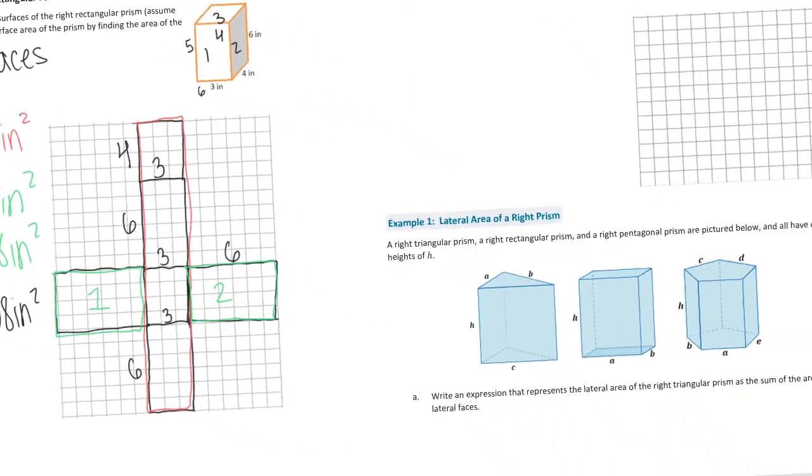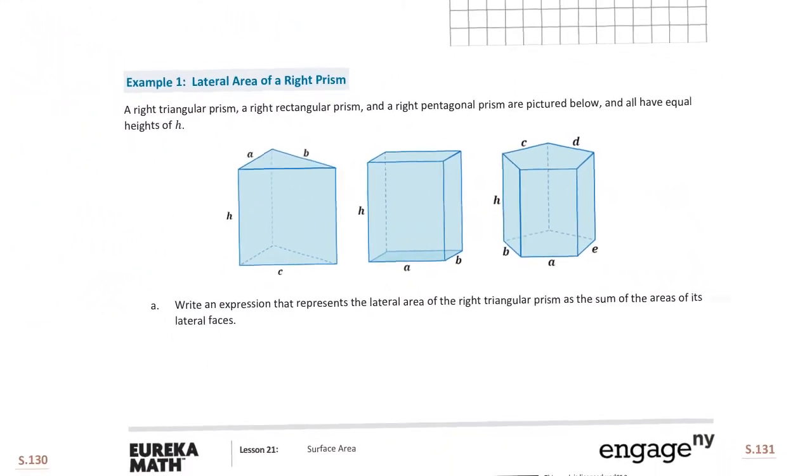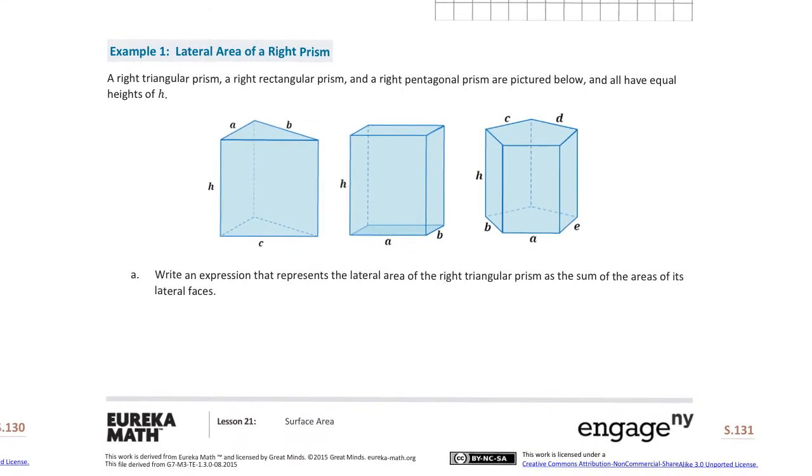All right, now let's move to example 1 over here. So for you, this is on the next page. We're working with lateral area of a right prism. So a right rectangular prism, a right rectangular prism, and a right pentagonal prism are pictured below, and all have equal heights of h. A. Write an expression that represents the lateral area of the right triangular prism as a sum of the areas of its lateral faces.